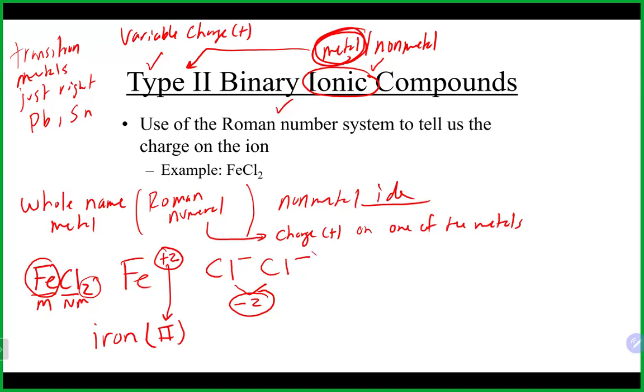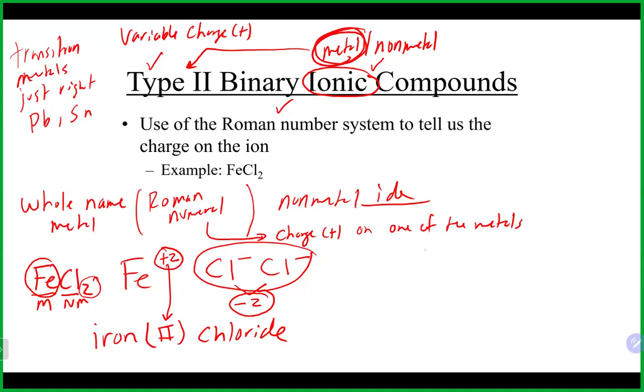Once again, just like in type 1, when there's a metal involved, it does not matter how many of those chlorines you have, it is still just chloride. Again, no prefix here. So this is iron Roman numeral 2 chloride. Question on that name there. Now, why do we need this name?